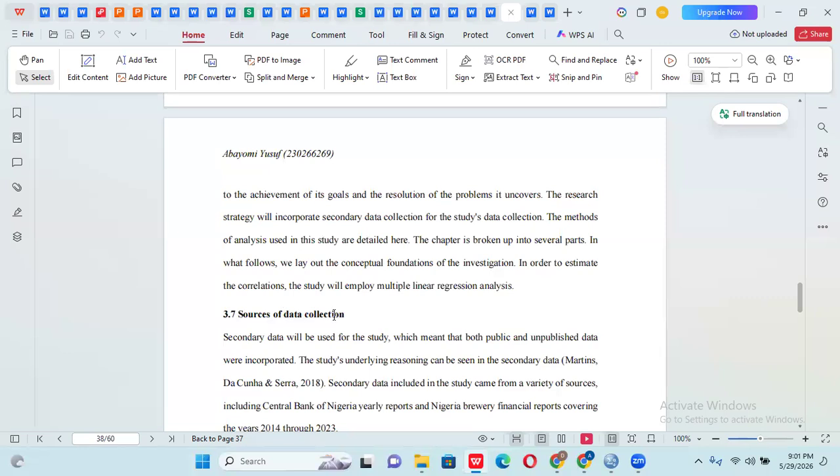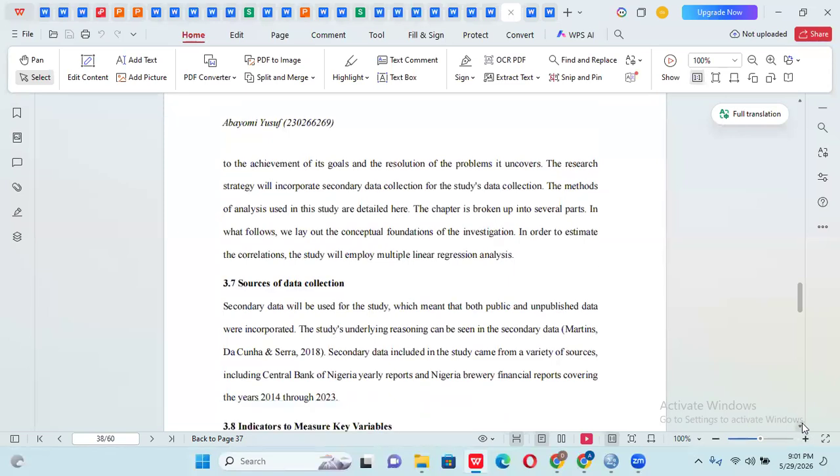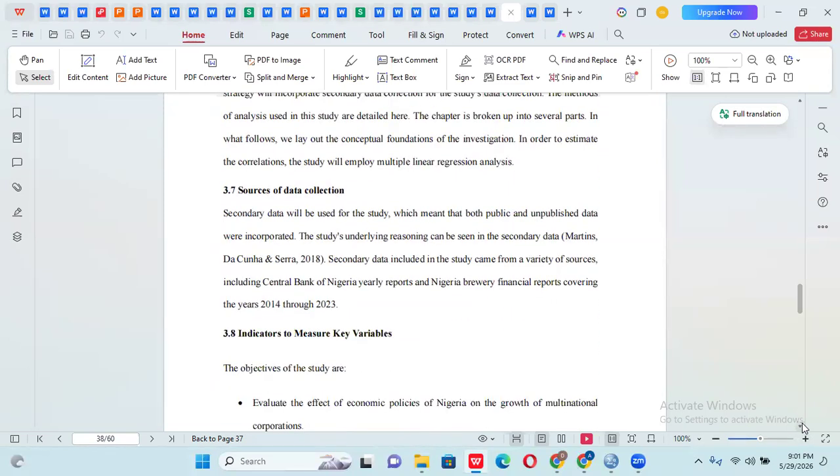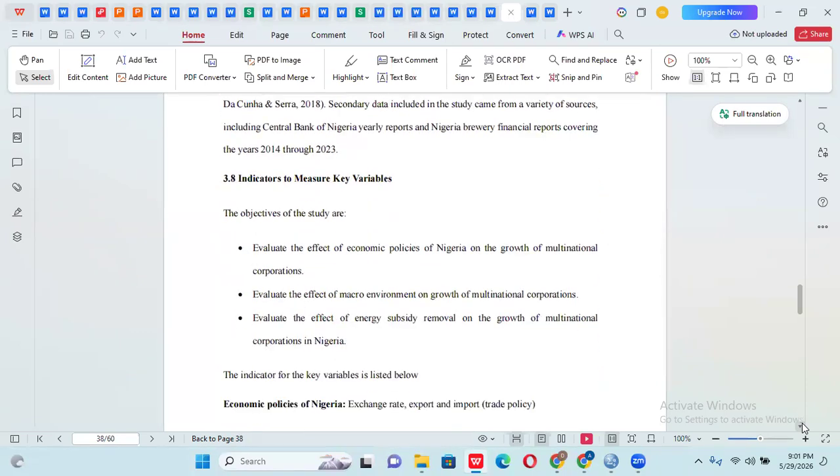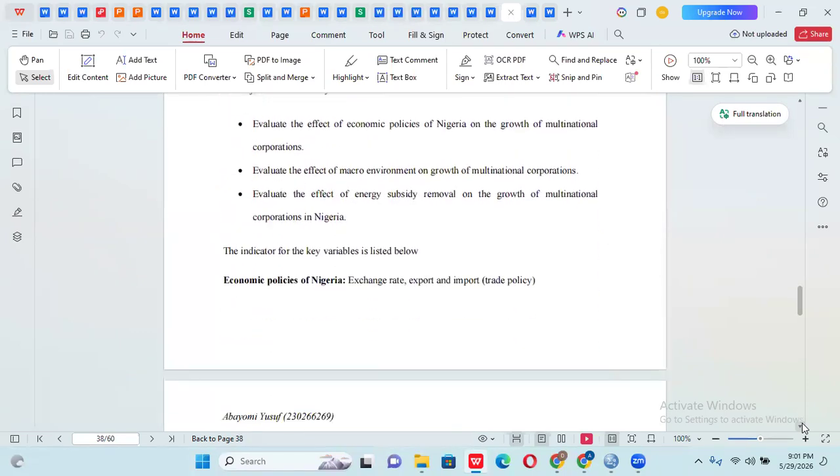Now look at the source of data collection. Secondary data will be used for this study. So as a data analyst or somebody that wants to master these techniques, you have to understand the secondary data and the primary data. When I'm taking trainings on data analysis, I do both secondary and primary so that my students will be able to analyze both together.